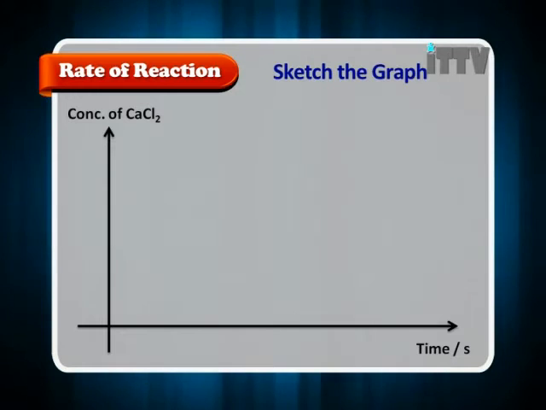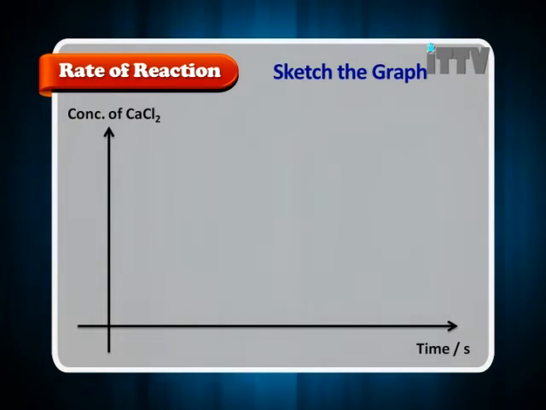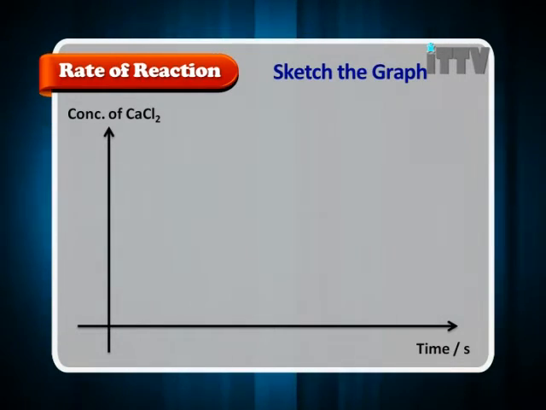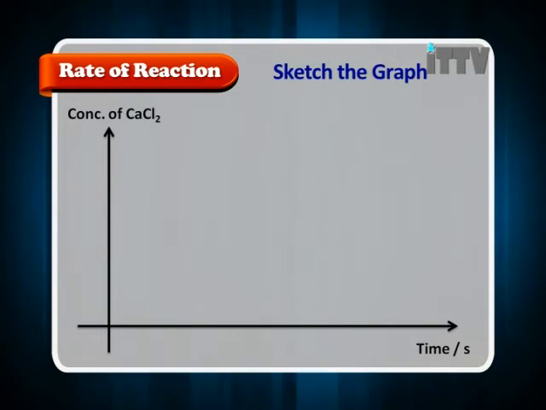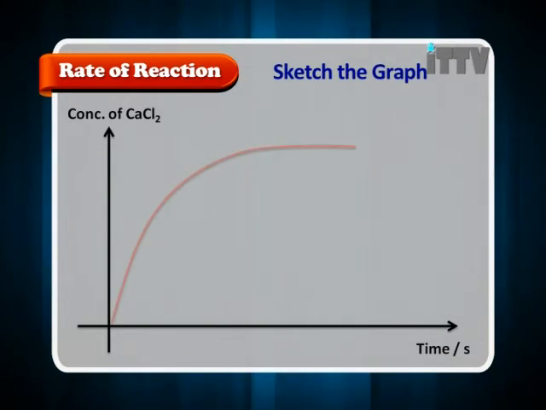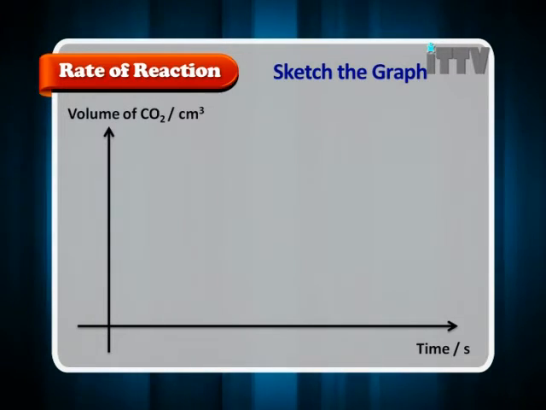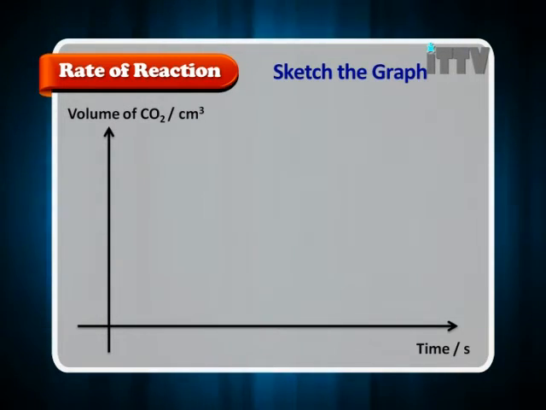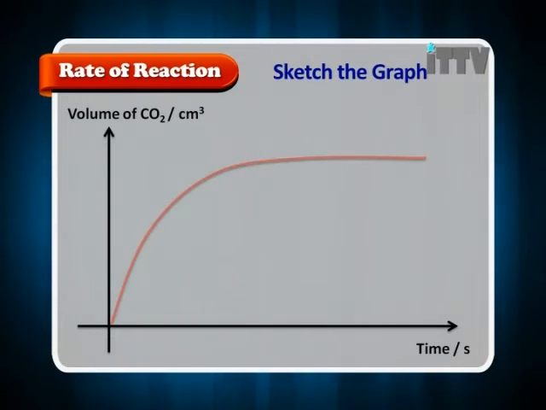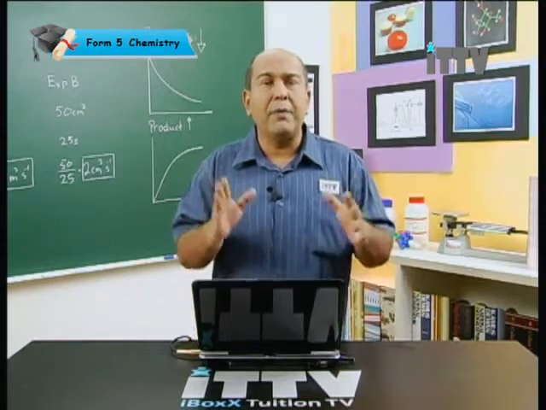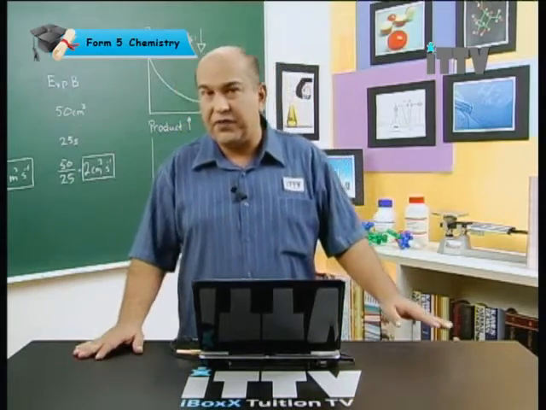Now, if we have a look at a graph for the concentration of calcium chloride, CaCl2, remember this is a product, so it should increase with time. Now, if we were to have a look at a graph for the volume of carbon dioxide, remember, carbon dioxide is also a product, so it should also increase with time. So try to remember the key things about the graphs.